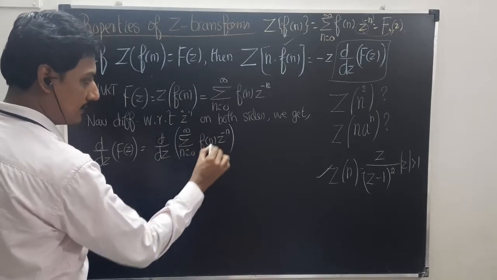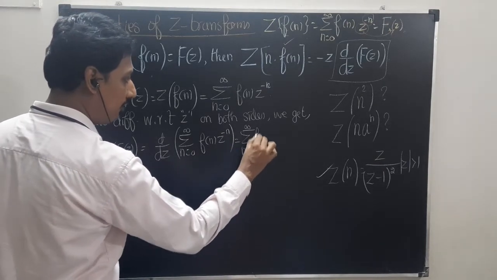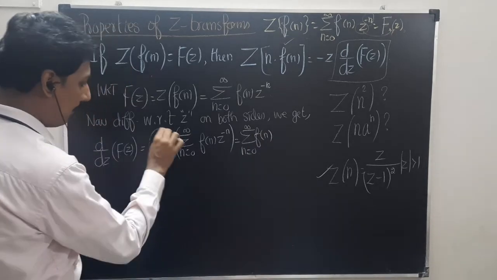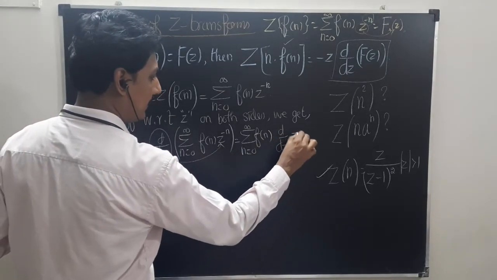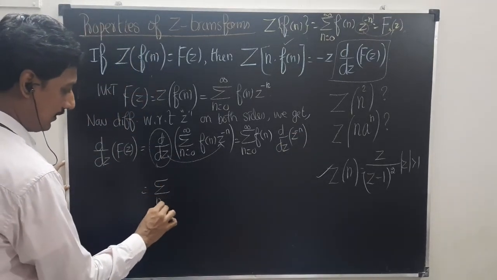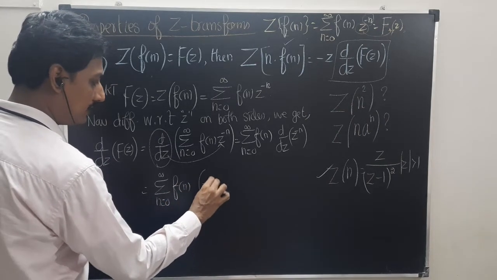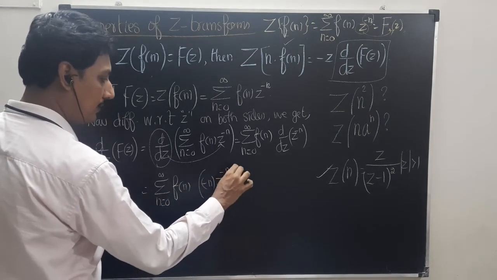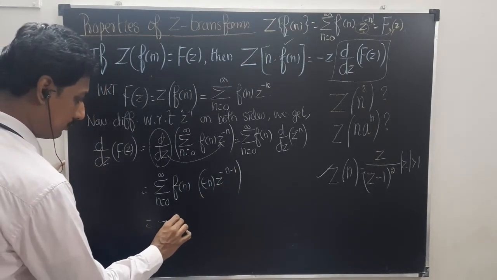So this is the summation, which comes outside: sigma n equal to 0 to infinity f of n, and this operator acts only on the term z to the power minus n. So what is the differentiation of z to the power minus n? We get sigma n equal to 0 to infinity f of n into minus n into z power minus n minus 1, isn't it?